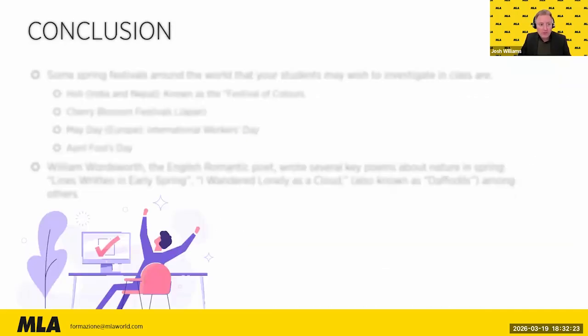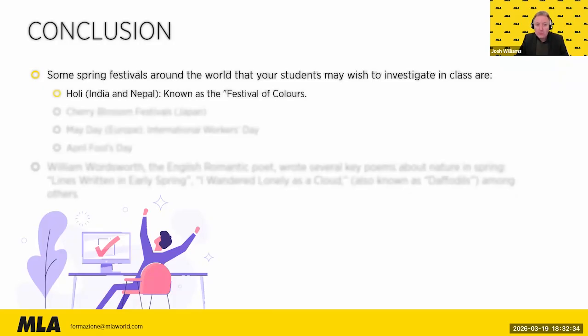Anyway, coming to a conclusion, we do have some other spring festivals around the world that your students may wish to investigate in class. They are Holi, which in India and Nepal is known as the Festival of Colours. We have cherry blossom festivals in Japan. We have obviously May Day in Europe, known as International Workers' Day. And not to be forgotten, April Fool's Day on the 1st of April, when we play tricks on people.